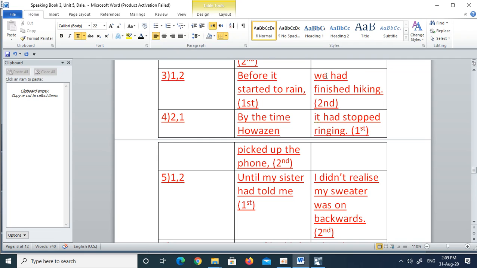Some of these questions have answers that could go either way. So we could also say here, we had finished hiking was what happened first before it started to rain. It can be done either way. But the action happening first should have the had in it.